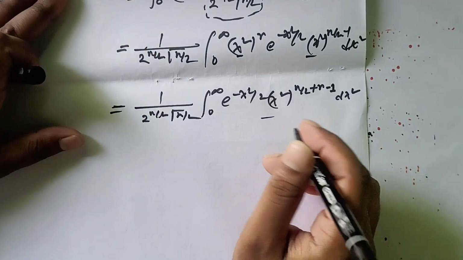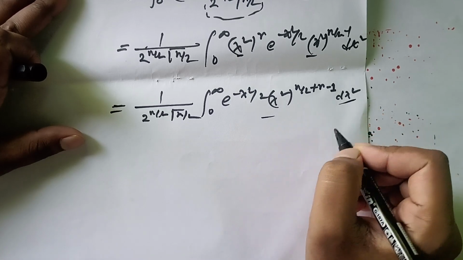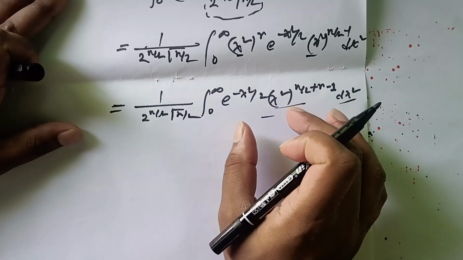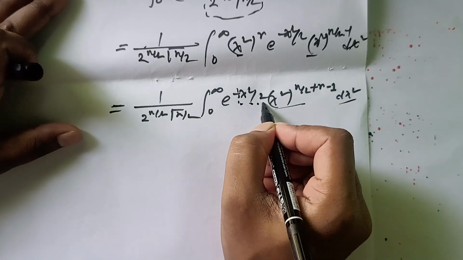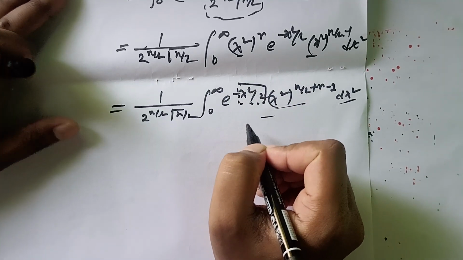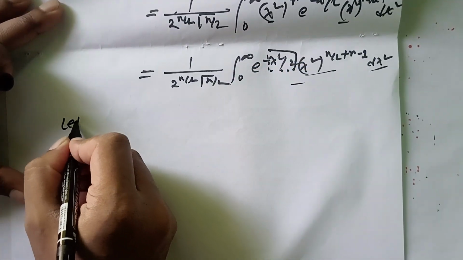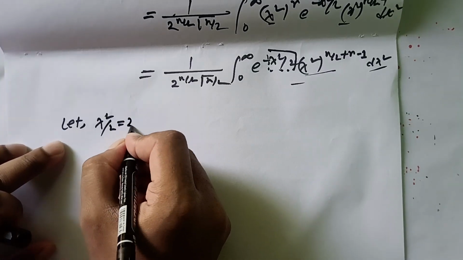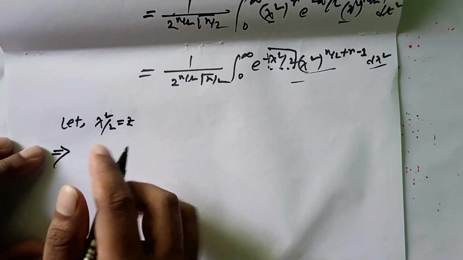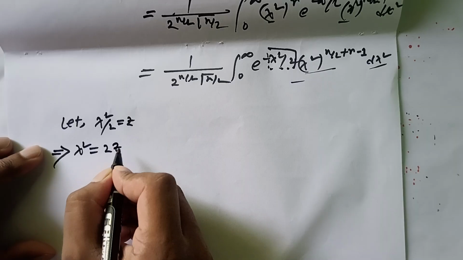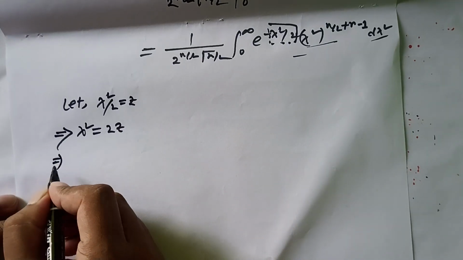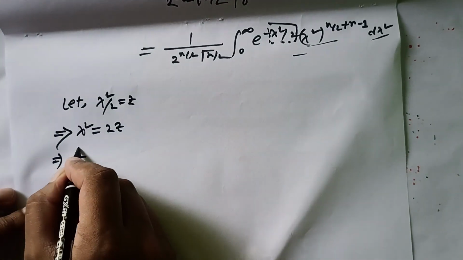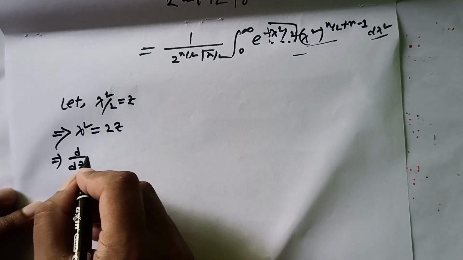For that, we have to transform our variate. This chi-square variate and its functional form are too difficult for us to integrate, and the most complex part is this chi-square by 2. So we are going to let chi-square divided by 2 equal z, and chi-square is equal to 2z. Now we want to transform into a new variate called z, so we will differentiate both sides with respect to z.